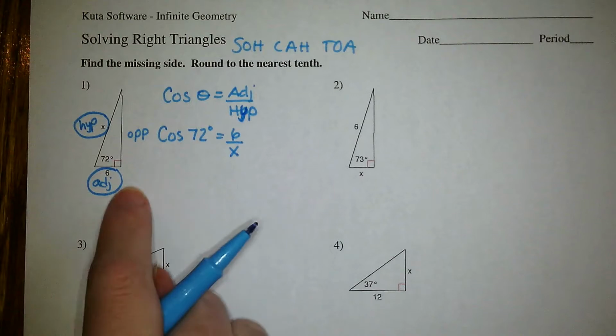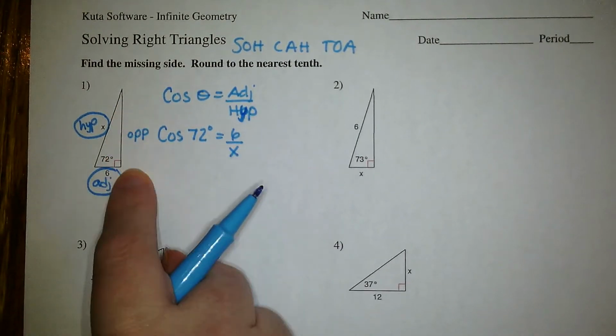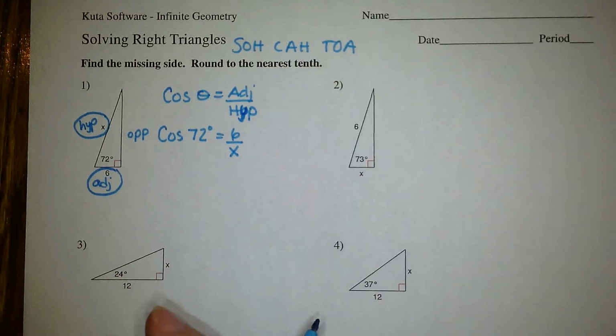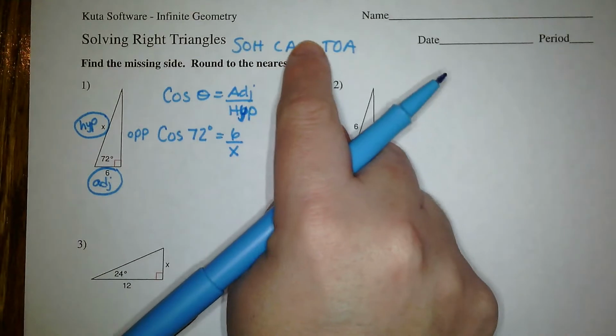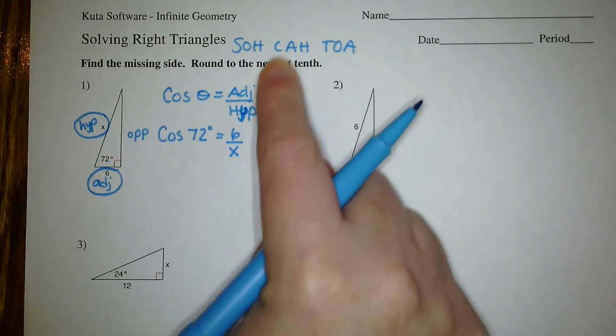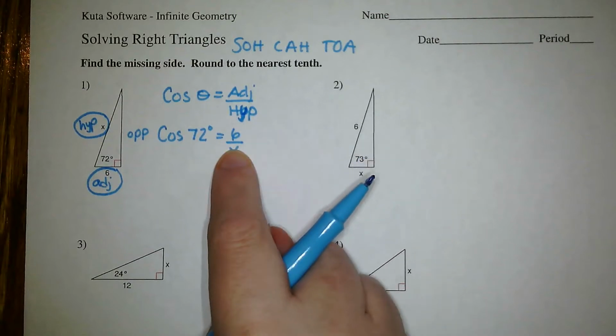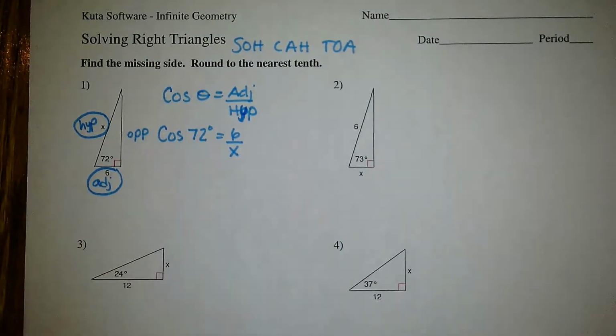So again, we label, we circle the ones with information. I didn't circle the opposite because it's naked. It doesn't have anything on that side at all. So you didn't use that. So we decided that adjacent and hypotenuse, that would be the one with the a and the h. So we're using the cosine function. Write down your template and then fill it in. Don't forget to put your degrees in where the theta spot goes.